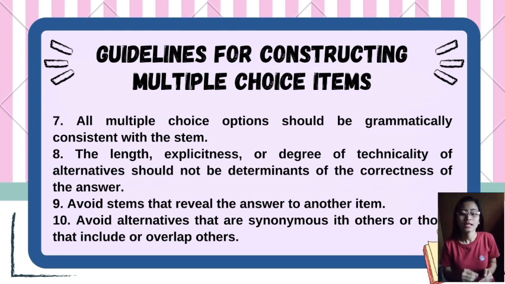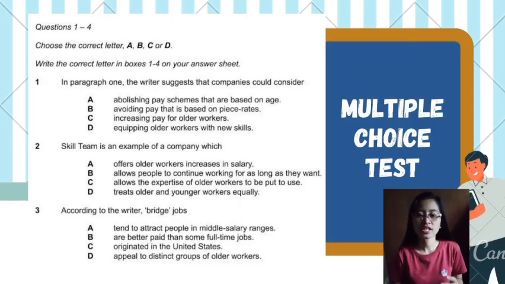Eighth, the length, explicitness, or degree of technicality of alternatives should not be a determinant of the correctness of the answers. Ninth, avoid a stem that reveals the answer to another item. Tenth, avoid alternatives that are synonymous with others or those that include or overlap others. Here is the example of a multiple choice test.